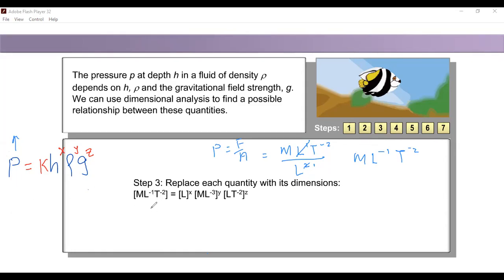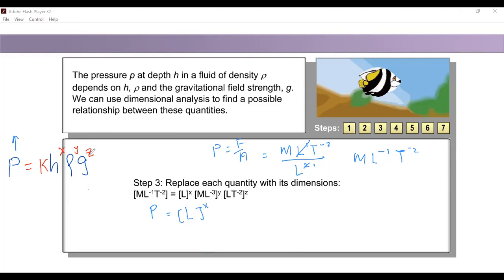Write out here the dimension for the P. Equal to K. K, we don't know, but K is a constant. Later, we will just find the constant. We leave it for the H rho G. H is the depth. Depth is length, the dimension. We put it to the power x. We assume it's the power x.